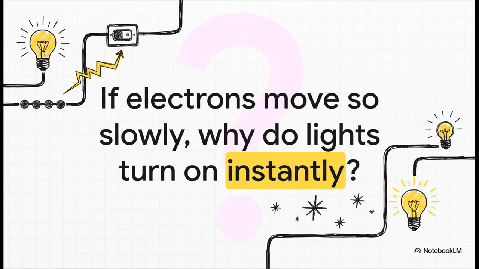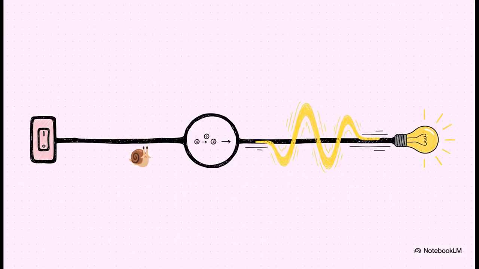If the electrons are moving so ridiculously slow, why in the world does the light bulb on the other side of the room turn on the very instant you flip the switch? How can that be? And here's the solution to the whole puzzle. It turns out there are two different speeds at play here. First, you have the drift speed. That's our snail, the slow, physical movement of each individual electron.